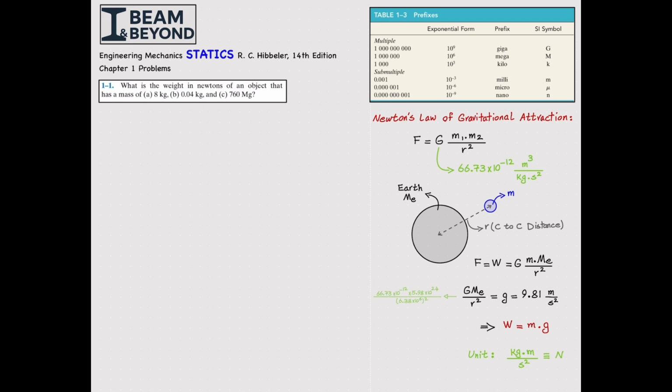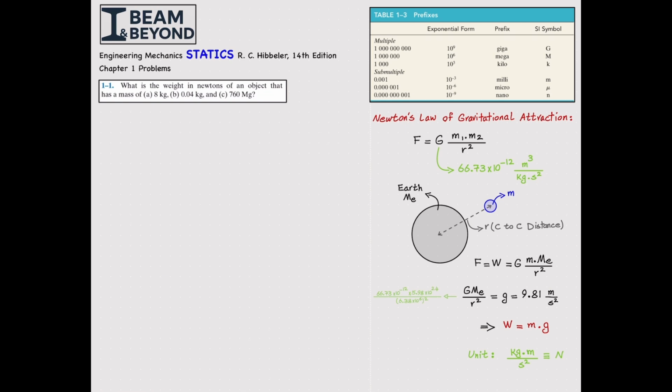When a numerical quantity is either very large or very small, we use prefixes to represent the number. I have Table 1-3 here from page 9 of the book. This table presents the most common prefixes used in the SI system. Also, to solve this problem, we are going to need to know this information.